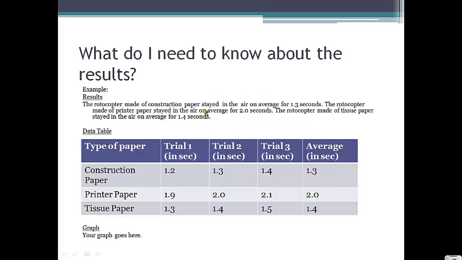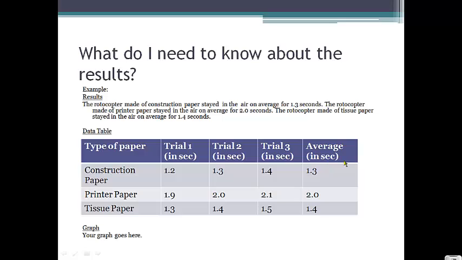Then, since I was measuring the time the rotocopter stayed in the air in seconds, I was doing a quantitative observation in my experiment. I have a data table and I would have a graph. Notice my data table has 3 trials, so I did the experiment 3 times for each type of paper. And I wrote the unit in my title. So here, trial 1 is in seconds. Trial 2 is in seconds. Trial 3 is in seconds.